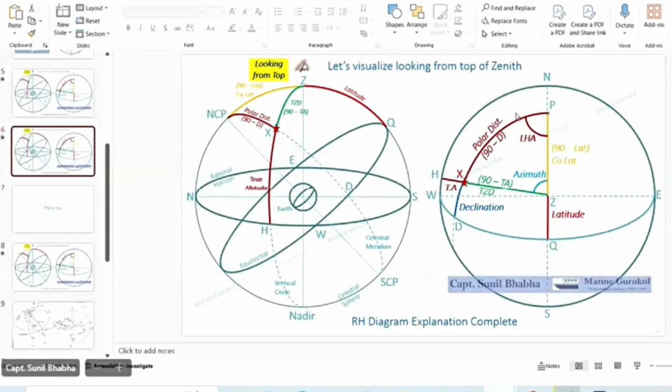This was what we did in the last class. So this is the rational horizon diagram and the PZX triangle. So you remember everything? Okay, all right. So let's close this down and let's move on to circumpolar bodies.